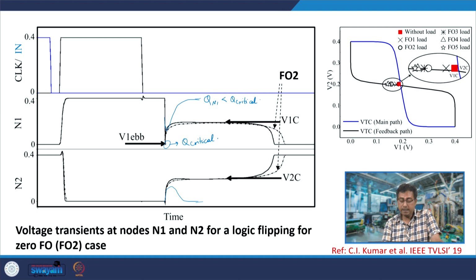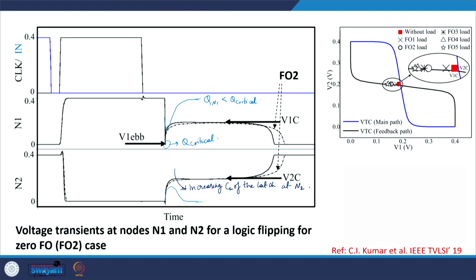Now, suppose you increase the load capacitance of the latch. So, for N2 to rise to the metastable value, you would now require a larger charge because you increased load capacitance on N2. So, if you increase load capacitance on N2, you would require a larger current, and therefore, the rise would be slower if you increase the load capacitance. So, this is for increasing load capacitance of the latch at the node N2.